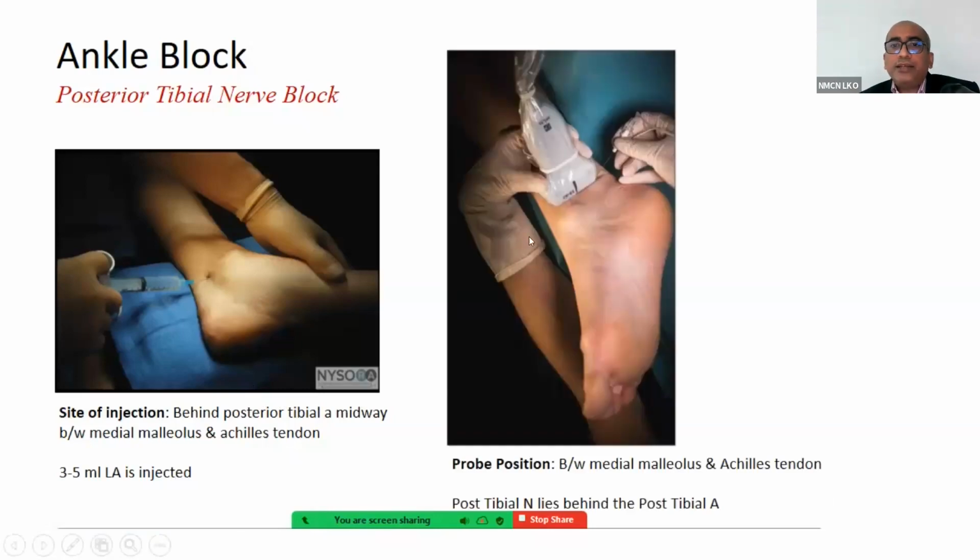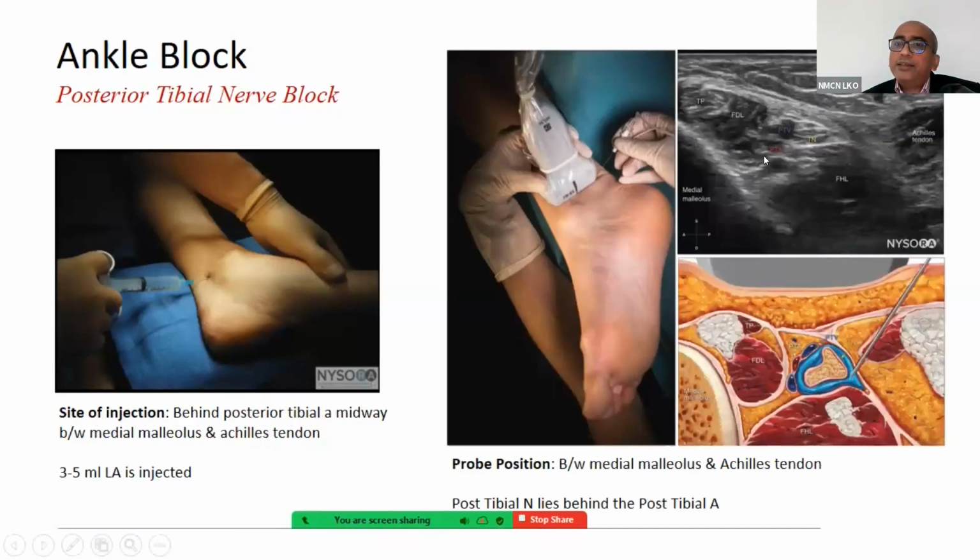Under ultrasound guidance, we place our probe between the malleolus and the Achilles tendon and identify this posterior tibial artery, and behind the posterior tibial artery lies the nerve, and around the nerve we inject the local anesthetic.